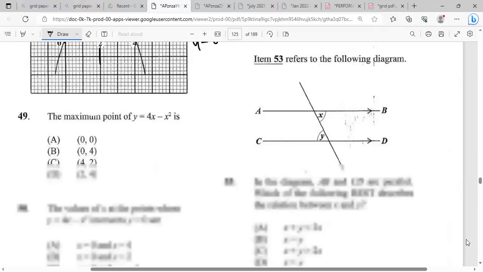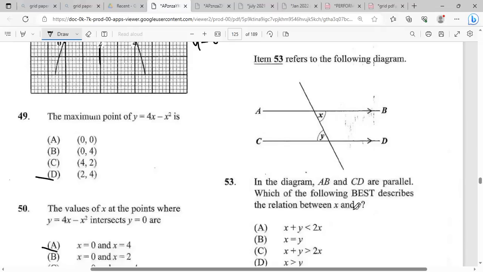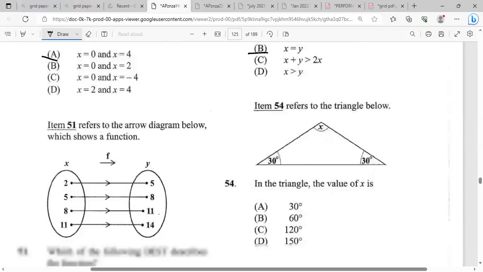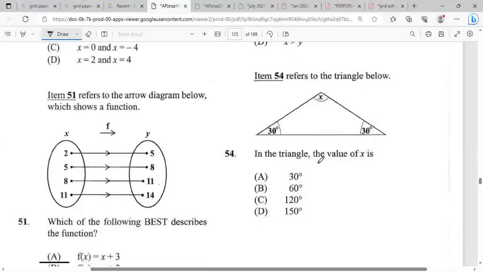All right, 53. Item 53 refers to the following diagram. This is the relationship between x and y. In the triangle, the value of x is 30 plus 30, which is 60, and we take that away from 180. So it's 180 minus 60, which gives us 120 degrees.